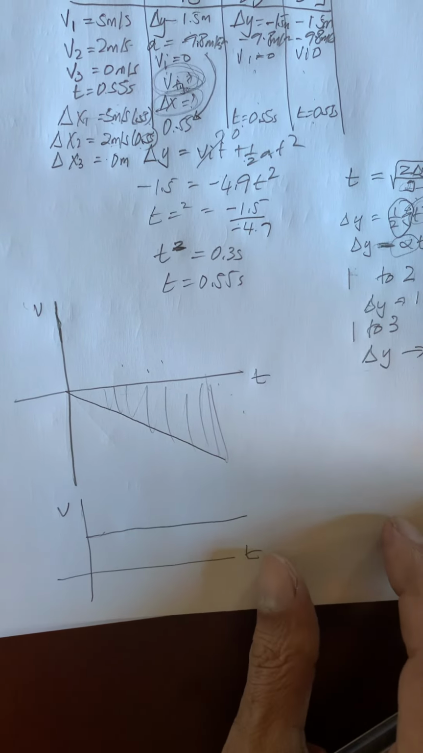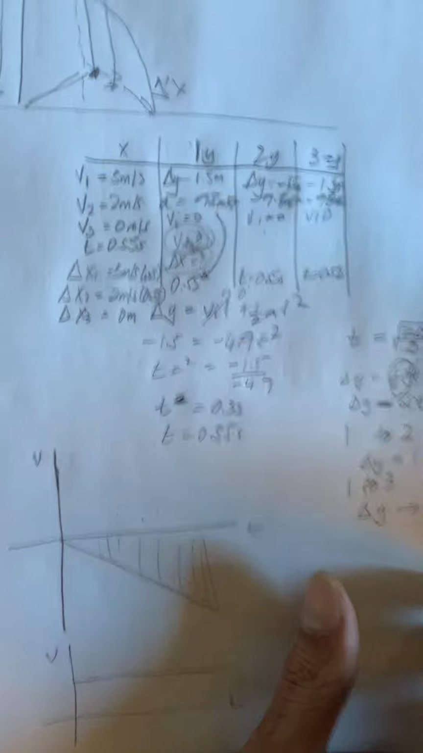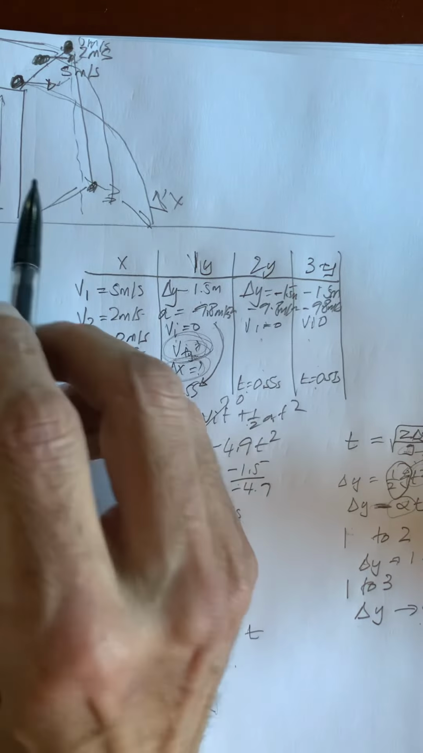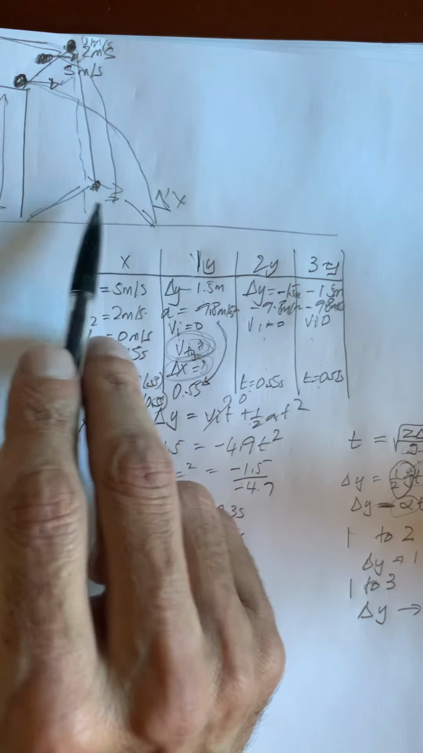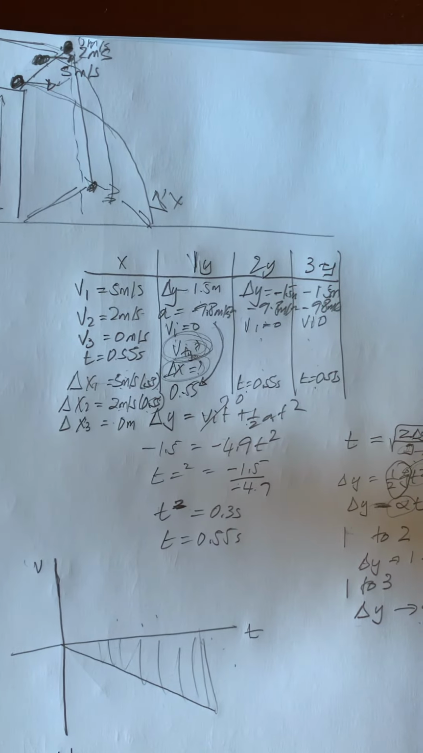Okay, so the key thing I want you to remember is that no matter what speed they come off at, they all hit the ground at the same time. They might hit in different places, but they hit the ground at the same time.